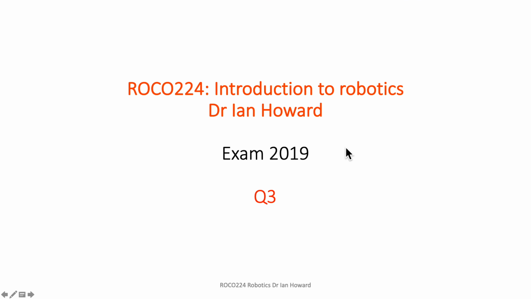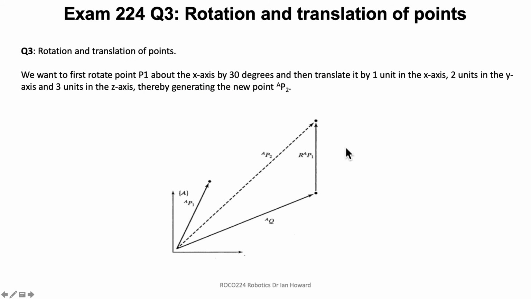Here we have a question from 2019, question 3, on rotation and translation of points. These questions are really just to make sure you've understood the very basic aspects of rotation and translation and homogeneous transformations. They're, if you like, a fairly easy source of points for you in the exam.